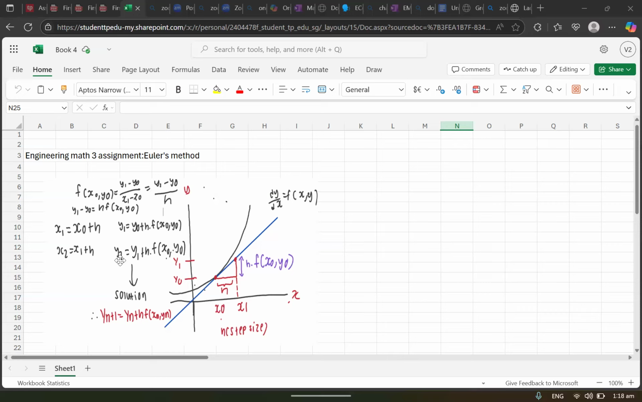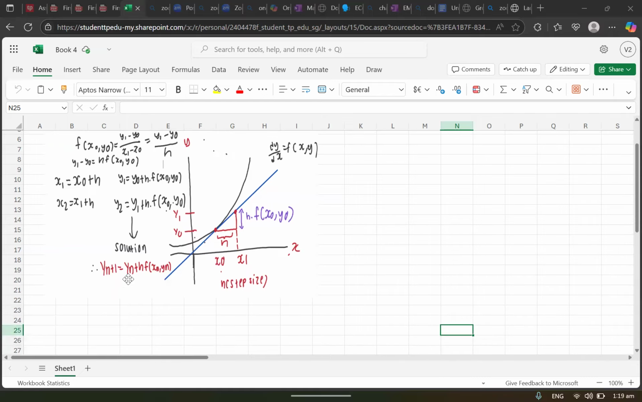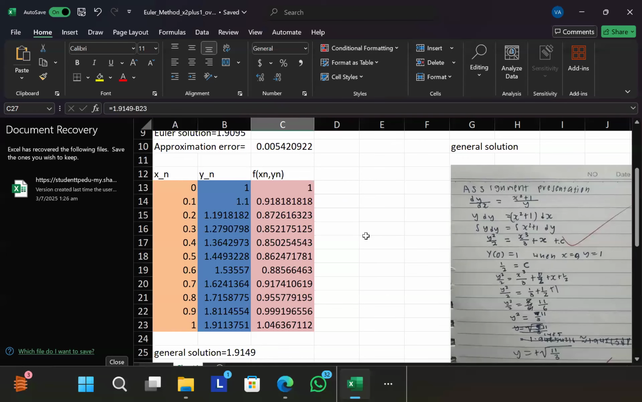The same goes for y2. Then x1 is just x0 plus h, x2 is x1 plus h. Then I can derive Euler's formula: y(n+1) equals y(n) plus h times f(x(n), y(n)). Let's move on to the Excel sheet.